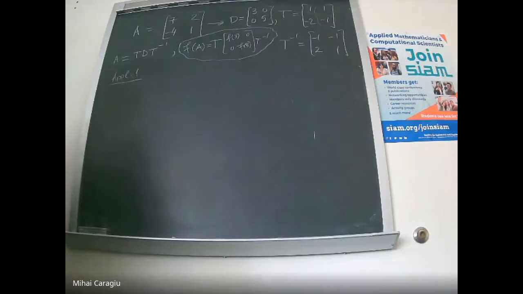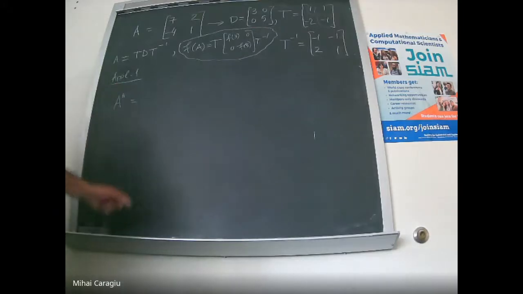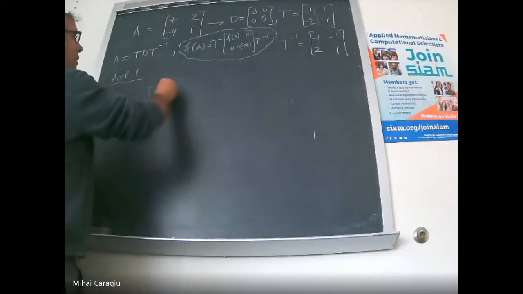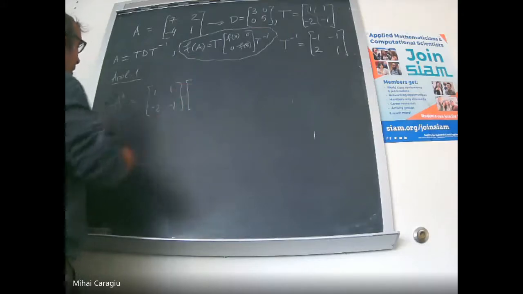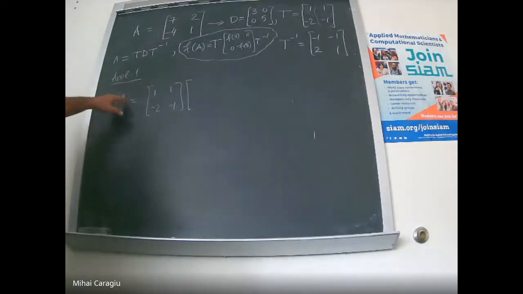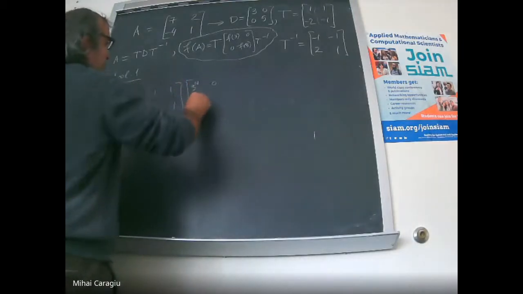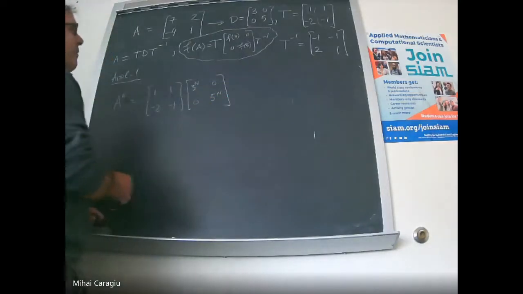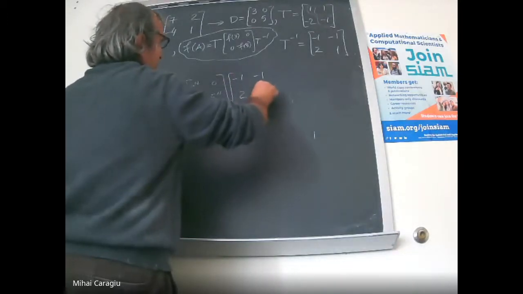Let's use these principles we discussed to calculate A to the power n. We diagonalize the matrix A, which is 7, 2, minus 4, 1. Then apply the nth power to the eigenvalues, so 3 to the power n, 0, 0, 5 to the power n, times the inverse of the diagonalizing matrix, minus 1, minus 1, 2, 1.